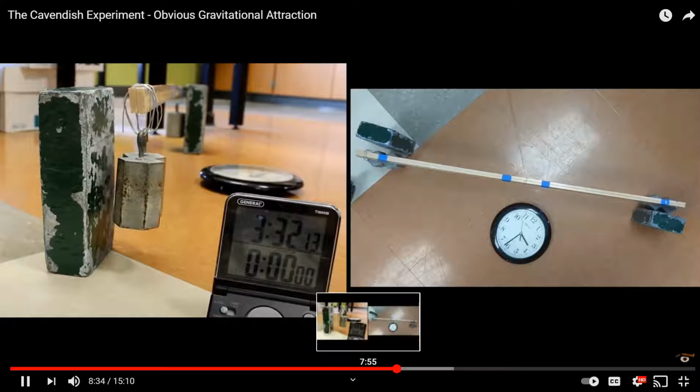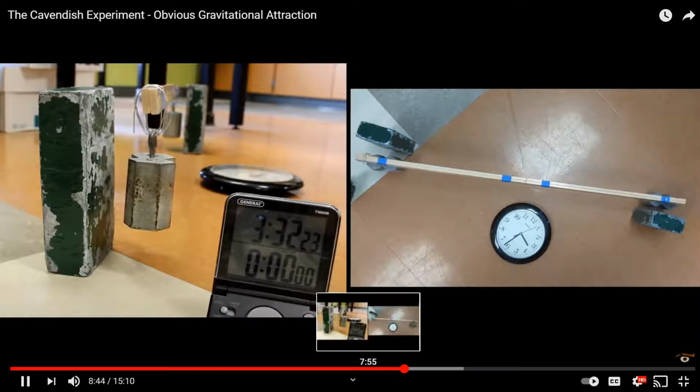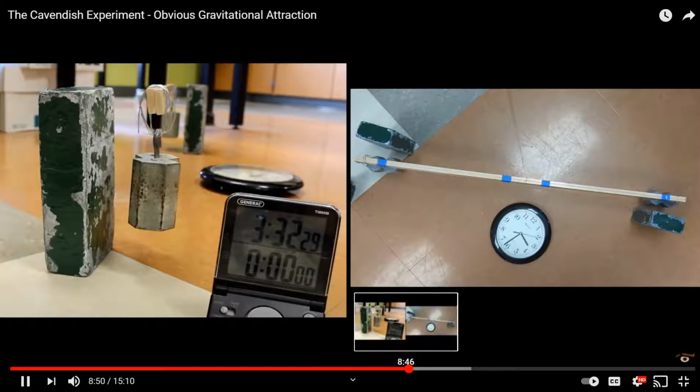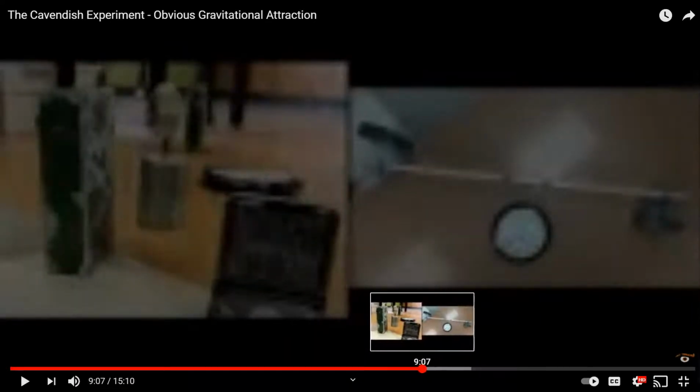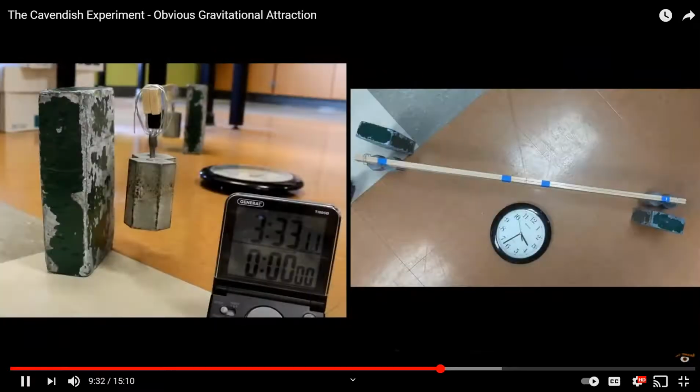Bounce back. It's not just the bouncing back from the brick, but it's also the effect of the torsion of the wire. That's producing this effect. So let's fast forward. Here you go. It's going back again. Here you go. Very slow.